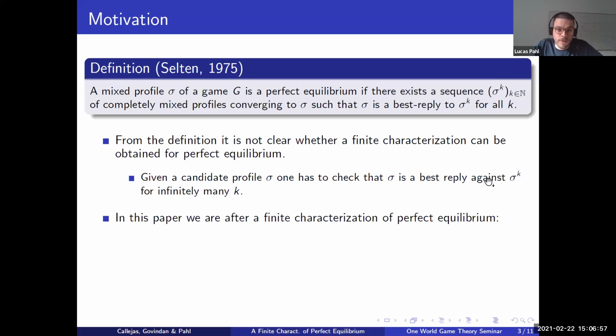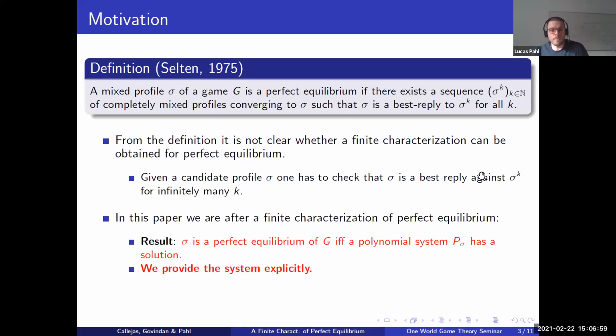As I said, we're after a finite characterization, and the type of result we're going to obtain is as follows: sigma is a perfect equilibrium of the game if and only if a polynomial system P_sigma has a solution. We're going to provide this system explicitly. So in principle, you'll be able to pick the system, program it, and check whether it has a solution. And if it has a solution, sigma is guaranteed to be perfect.